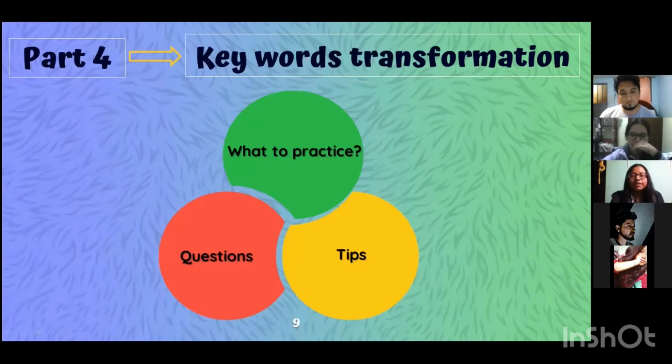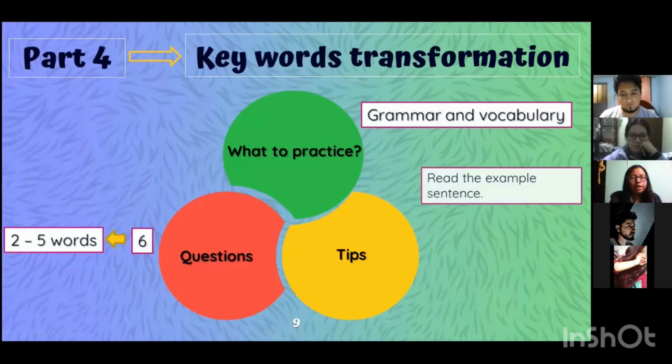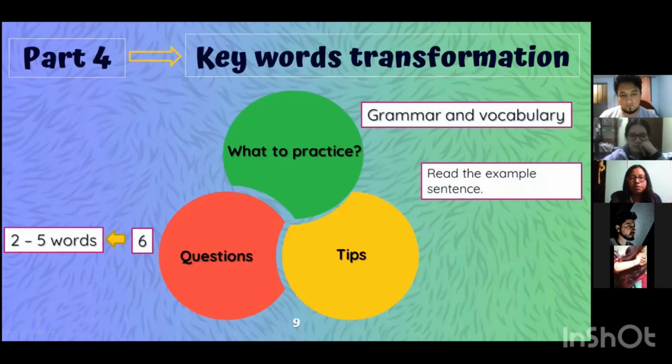My name is Paulina Chicaiza, and I'm going to talk about part 4, the key word transformation. For this part of the test, it is necessary to practice grammar and vocabulary. There are 6 questions, and it is only possible to write a minimum of 2 and a maximum of 5 words for each gap.